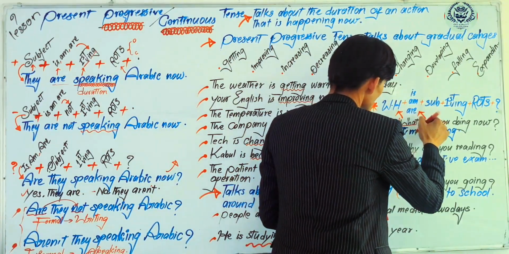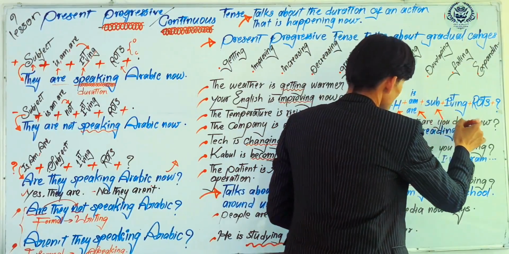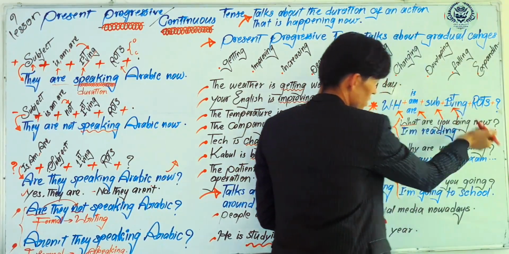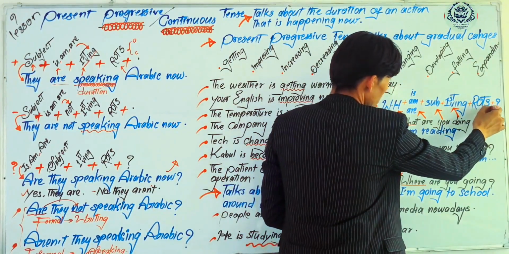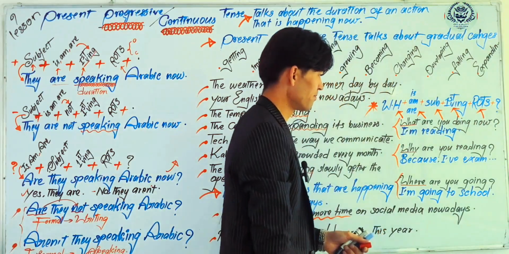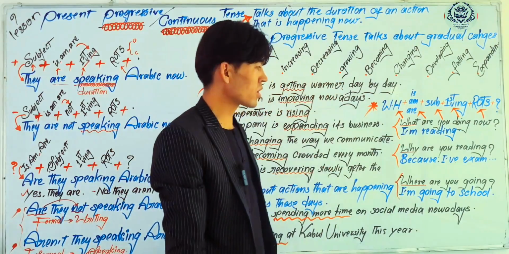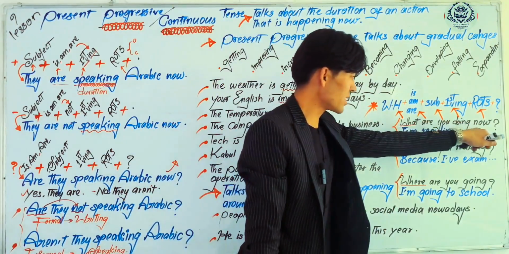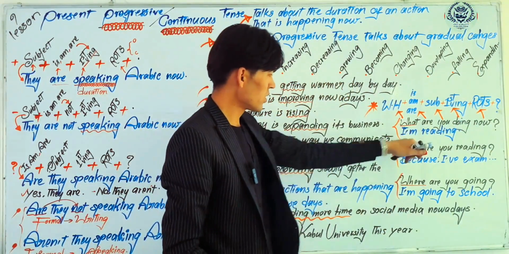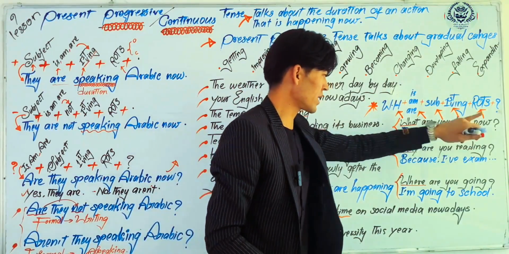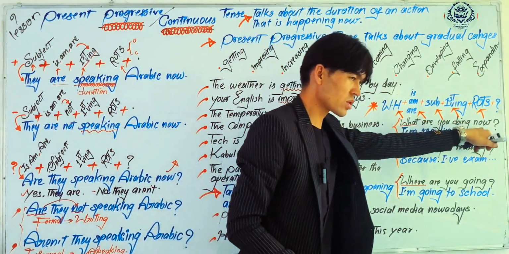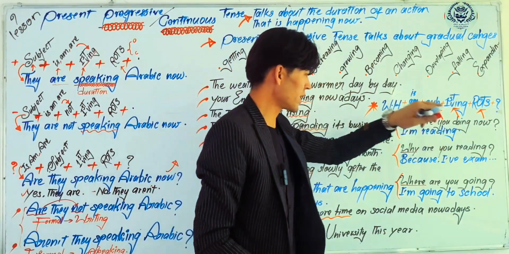And are is to be verb. You is the subject. Doing is the first form of the verb plus ing. Now it can be adverb of time. So, what are you doing now? فعلا در حال انجام چیکار هستی؟ Now this is present continuous tense and a question. You say I am reading. من در حال خواندن هستم. شما در حال انجام چیکار هستن؟ من در حال خواندن هستم.